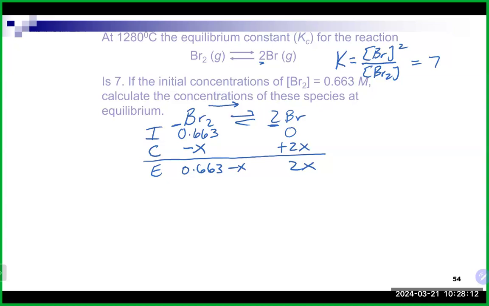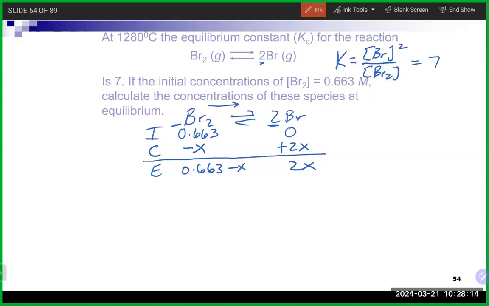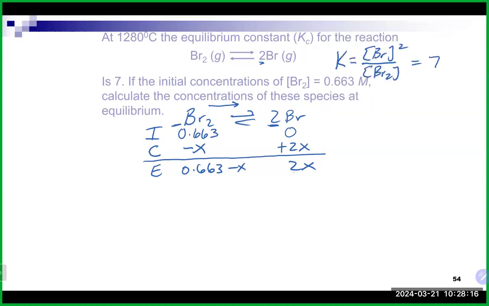So remember that our goal here is to figure out what x is. To do that, we're now going to take our equilibrium line and put it into our equilibrium expression. If we do that, that is going to give me 2x, and I'm going to square it, divided by 0.663 minus x equals 7 in this case.